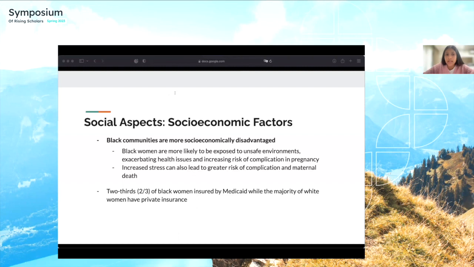Lower socioeconomic status also makes it more difficult to obtain access to proper healthcare, making treatment for these worsening complications less frequent. I also found that 2/3 of Black women have Medicaid, while the majority of white women use private insurance. This would prompt me to draw a connection between private insurance being more beneficial towards maternal health, but I currently do not have enough information to make a claim on that.